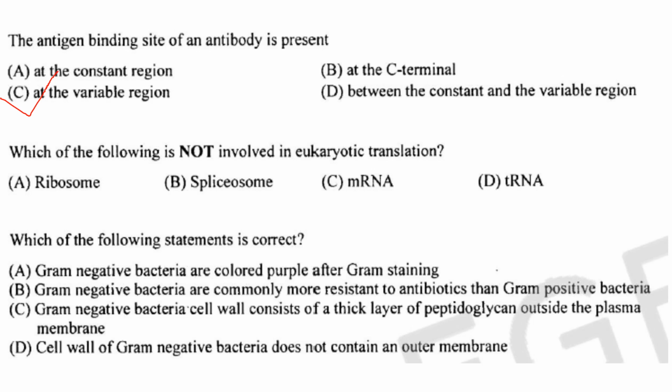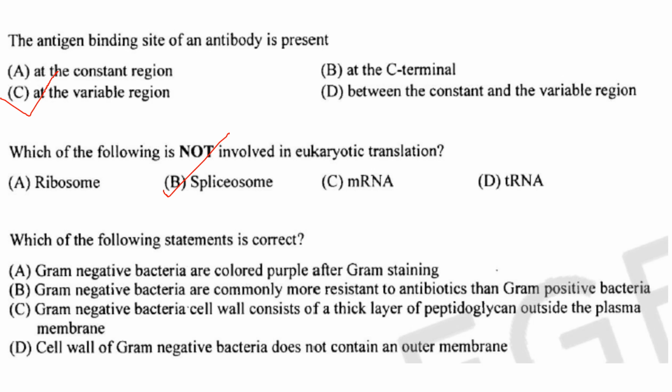Then next one, which of the following is not involved in eukaryotic translation? Ribosome is involved, spliceosome is not involved. Spliceosome is the complex assembly of RNA and protein molecules. It removes introns from the mRNA, joins the exons and produces a mature mRNA. That is spliceosome. It is not involved in translation. It is in the transcription process. mRNA is involved in translation as well as tRNA. So the answer here is option B.